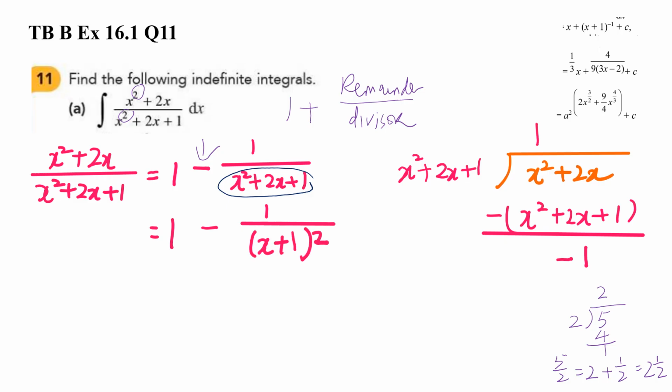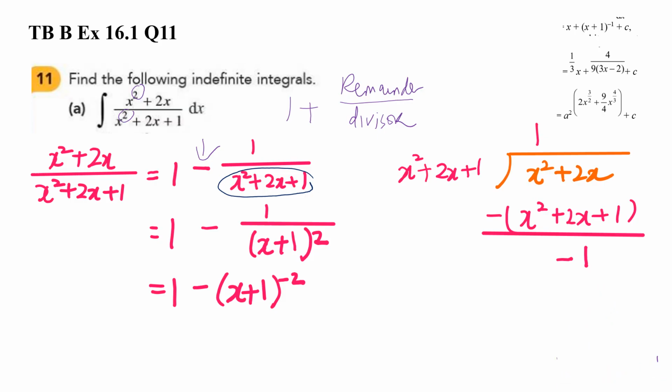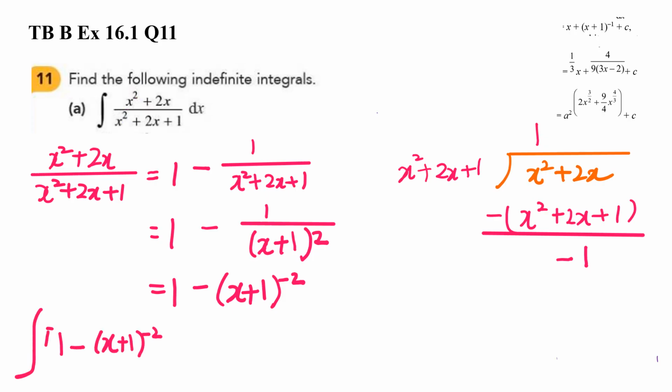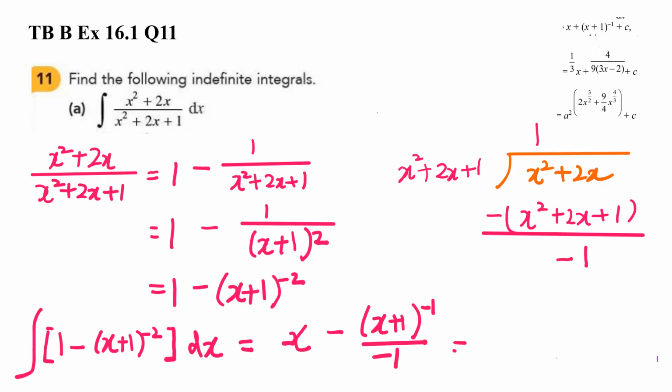Okay, and then I can write it as a negative index. And I can just apply the rule that we've learned. Okay, so we can just integrate it, right? Simplify it, okay?